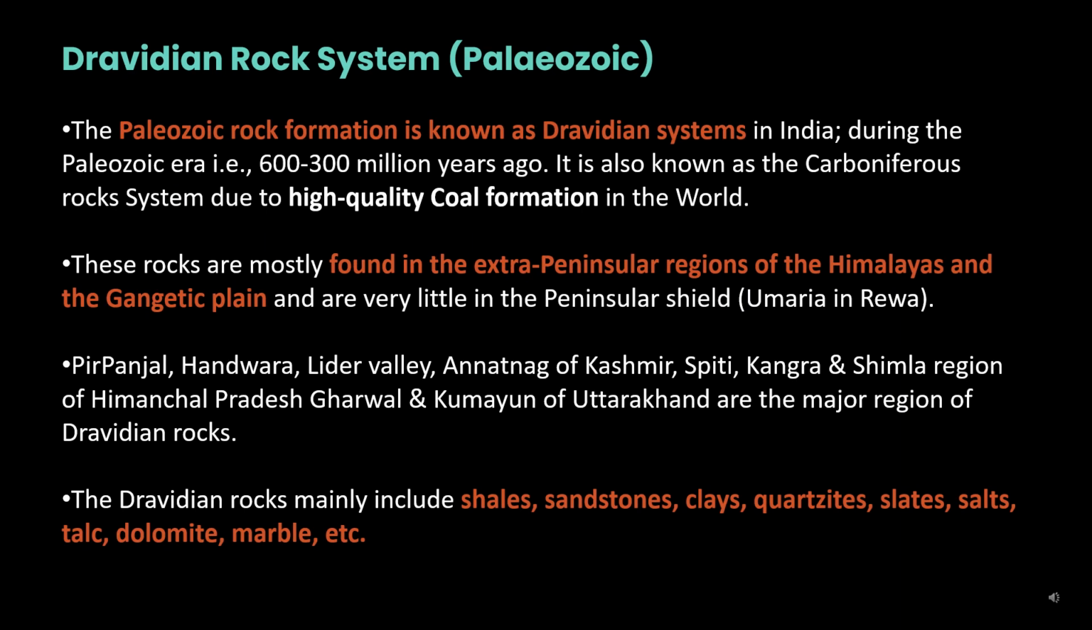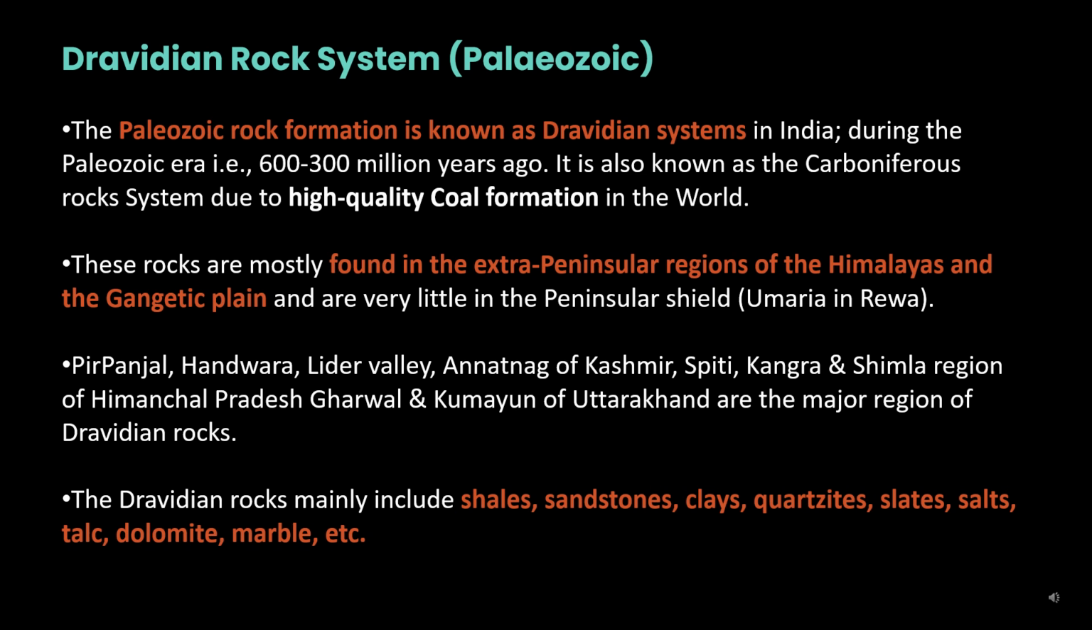Dravidian rock system, Paleozoic. The Paleozoic rock formation is known as Dravidian systems in India, during the Paleozoic era, i.e., 600 to 300 million years ago. It is also known as the Carboniferous rocks system due to high-quality coal formation in the world.